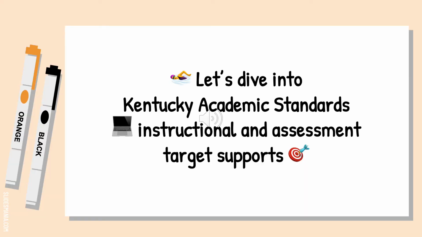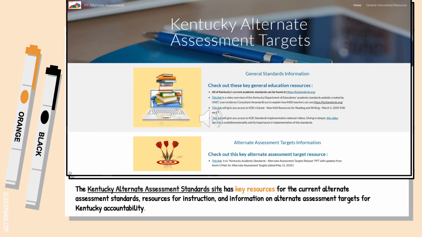All right, so the next part, we're going to be looking at the Kentucky Academic Standards, Instructional, and Assessment Target Supports that we have created for you. The first thing that I'm very excited to share is the Kentucky Alternate Assessment Google site. This Google site was created by the Kentucky Special Education Cooperative Networks in an attempt to provide easy access to key resources for the current alternate assessment standards.